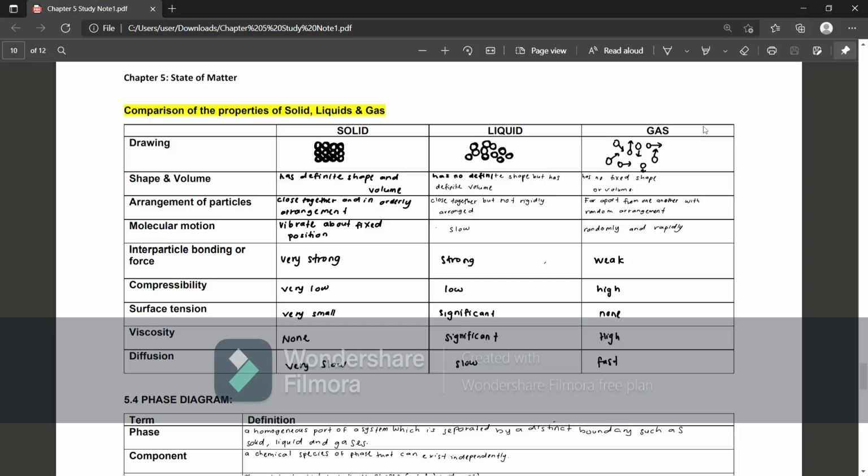Shape and volume for liquids: no definite shape but definite volume. Arrangement of particles for liquids: close together but not rigidly arranged. Molecular motion for liquids is slow. Interparticle bonding force for liquids is strong. Compressibility for liquids is low. Surface tension for liquids is significant. Viscosity is also significant. Diffusion for liquids is slow.